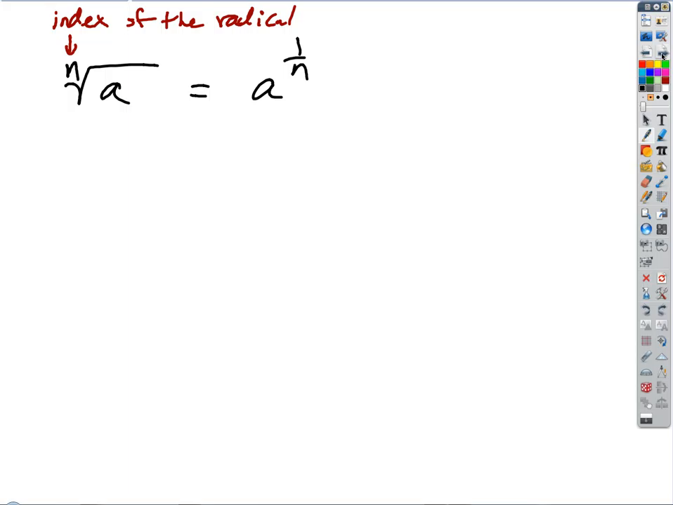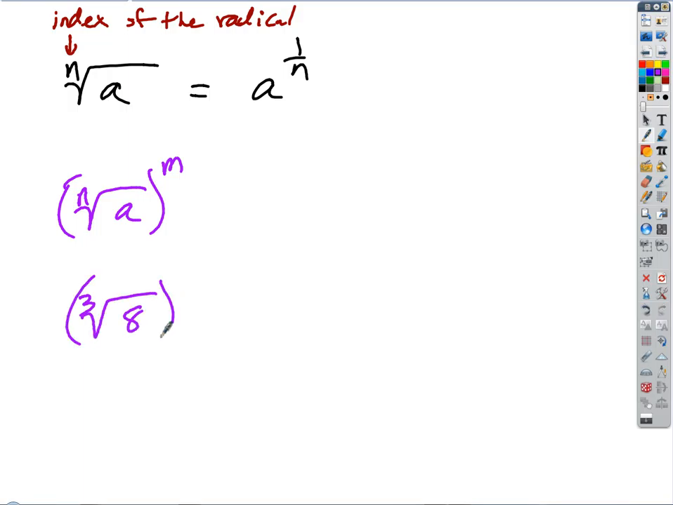What if I want to do something like this? What if I want to do something like the nth root of a to the m? You know, let's take an example. What if we want to do the cube root of 8 squared? In general, how do you suppose I could say the nth root of 8 to the m power as a fractional exponent?